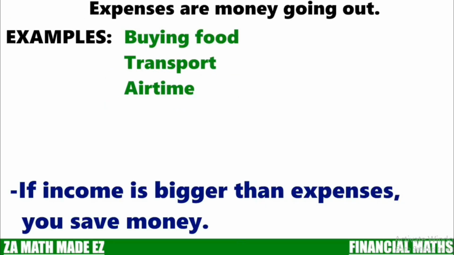Expenses are money going out. For example, buying food, transport, airtime. If income is bigger than expenses, you then save money. You save money if your income is bigger than expenses.